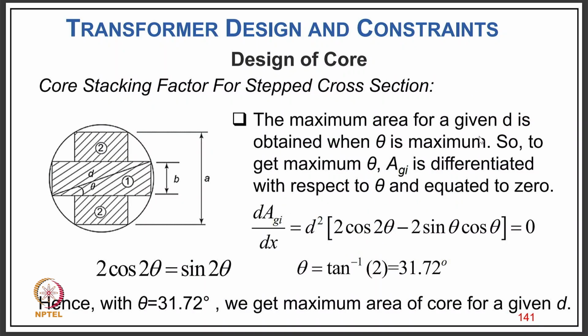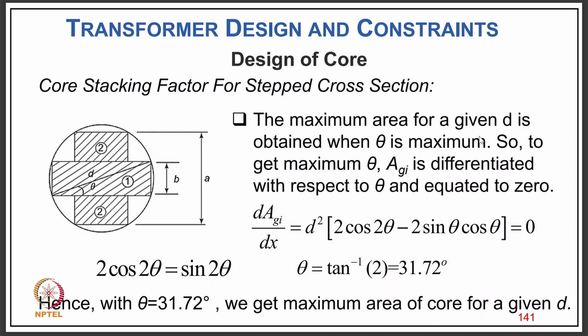So now the maximum area for a given D is obtained when theta is maximum. So to get maximum theta, AGI is differentiated with respect to theta equal to zero. So dAGI/dθ equals D square in bracket 2 cos 2 theta minus 2 sin theta cos theta equal to 0. So theta comes from here. So 2 cos 2 theta equal to sin 2 theta. So theta becomes tan inverse 2.